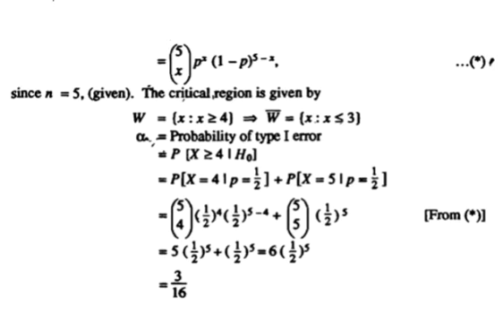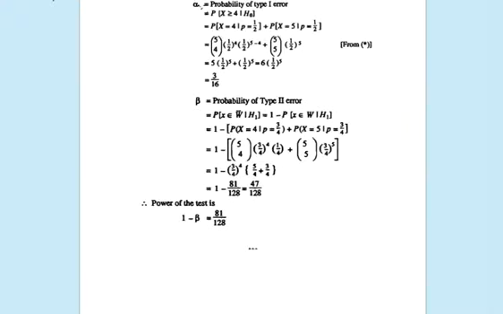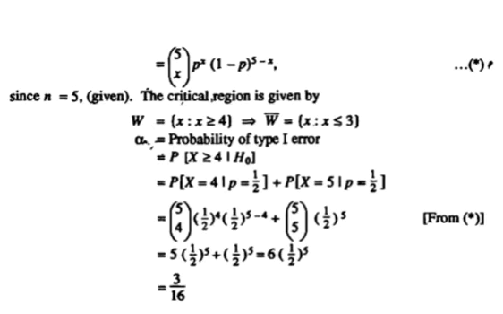Since the number of tosses is 5, the probability that x takes the value x, that means the number of successes is x, is 5Cx p to the power x times 1 minus p to the power 5 minus x, with n equal to 5.